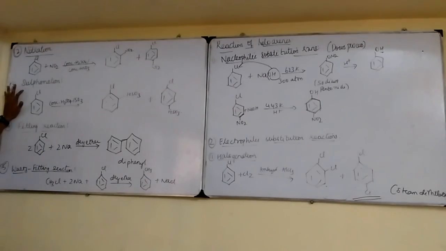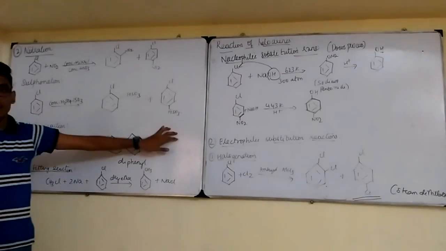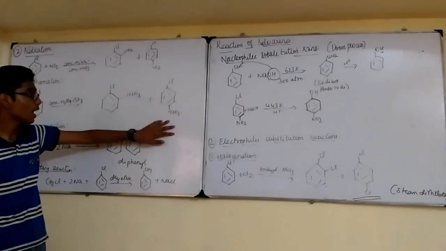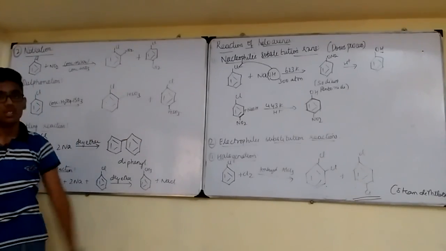Similarly, sulfonation, chlorobenzene on treating with concentrated H2SO4 and SO3. So it will give you two products, ortho and para, and you will have para as the major product. You can separate these two by steam distillation.